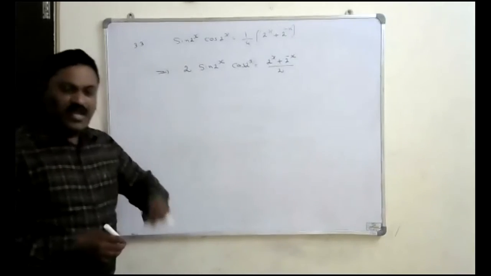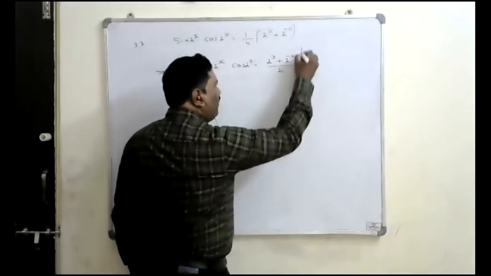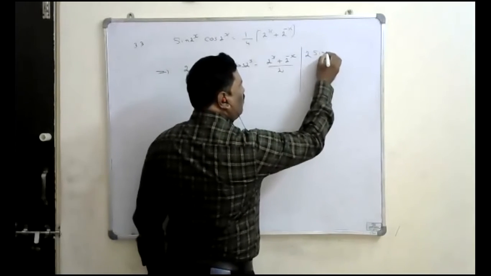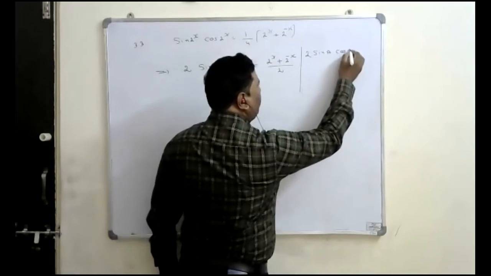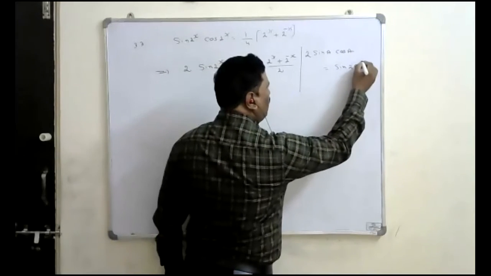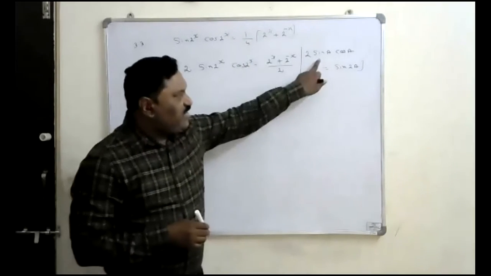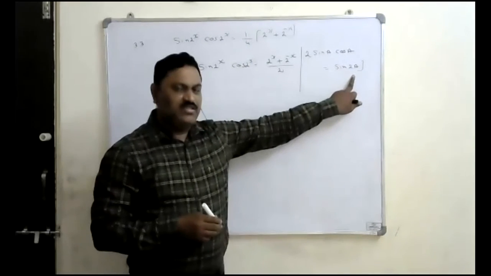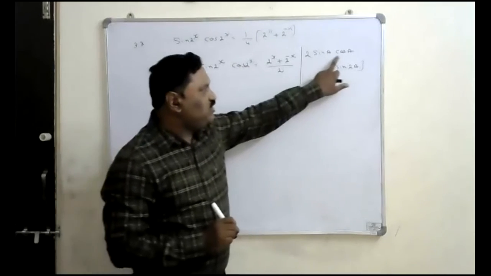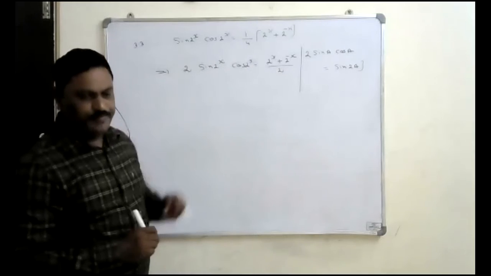Why I'm doing this: in trigonometry, we have this formula that 2 sine A cos A is equal to sine 2A. Of course, we don't know this formula at this stage. Let's remember that formula: 2 sine A cos A is sine 2A. This is the formula we have from trigonometry. So to get into this format, we require the 2 here. That's why I have multiplied by 2.